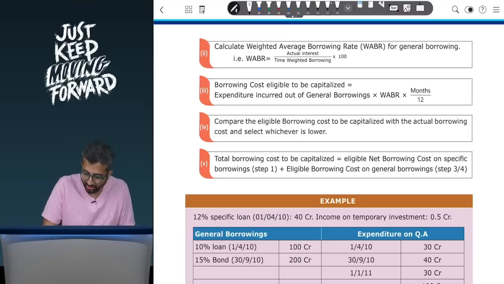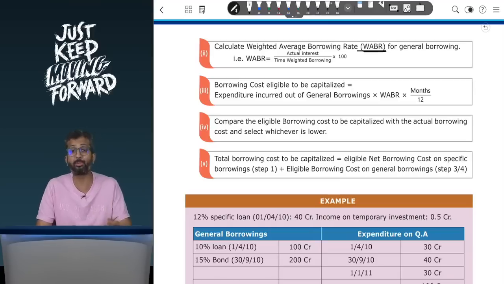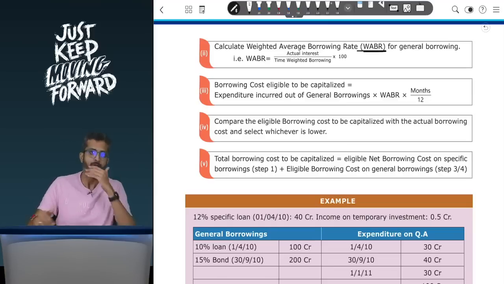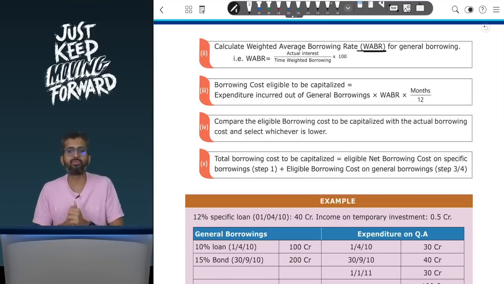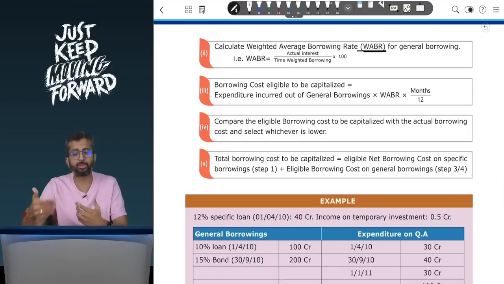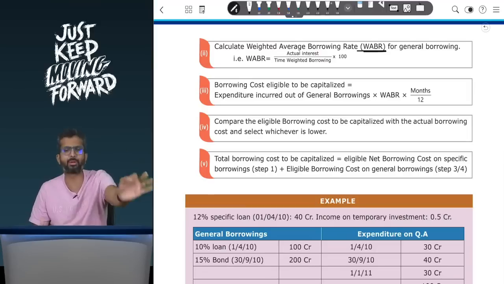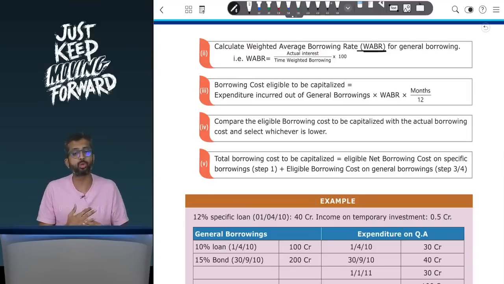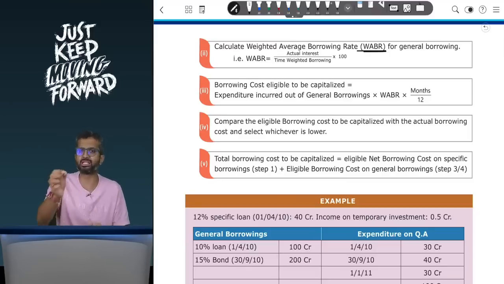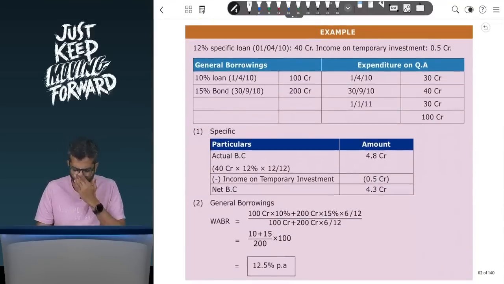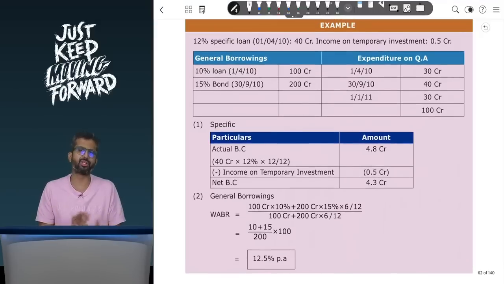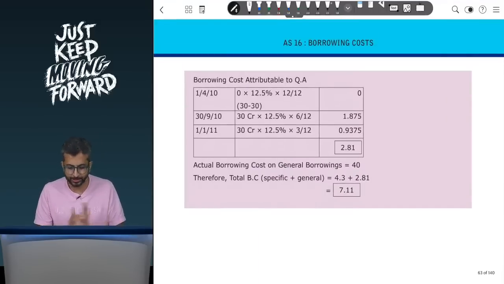Once you find this rate, also called the capitalization rate, you will multiply it by the expenditure incurred out of the general borrowings. Like if the qualifying asset has 100 rupees of cost and there was a 20 rupees specific loan taken, then the remaining 80 is the expenditure incurred out of the general borrowing. Multiplied by the capitalization rate, it will give you the amount eligible to be capitalized. You compare it with the actual borrowing cost, select whichever is lower, and that is the borrowing cost to be capitalized. Again, this is something that you will need some practice on, and there is a detailed example shared over here for all the possible complexities that can come in this particular section.